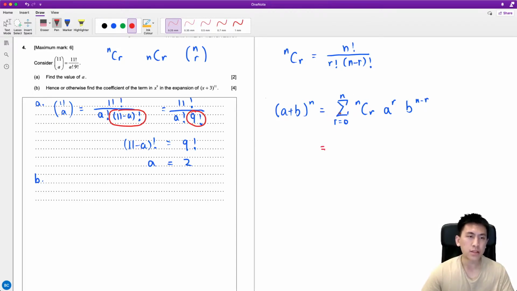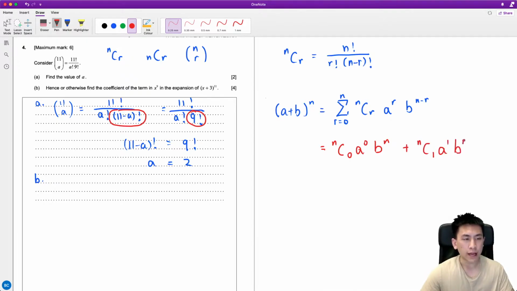The reason why it's a summation is because the expansion includes a lot of terms, right? That's why you're going to keep adding each of the terms. Meaning the first term would therefore start with r = 0. So nC0, okay? And then a to the power of 0, and b to the power of n minus 0 is n, right? And then the next term is going to be nC1, a to the power of 1, and b to the power of n minus 1.